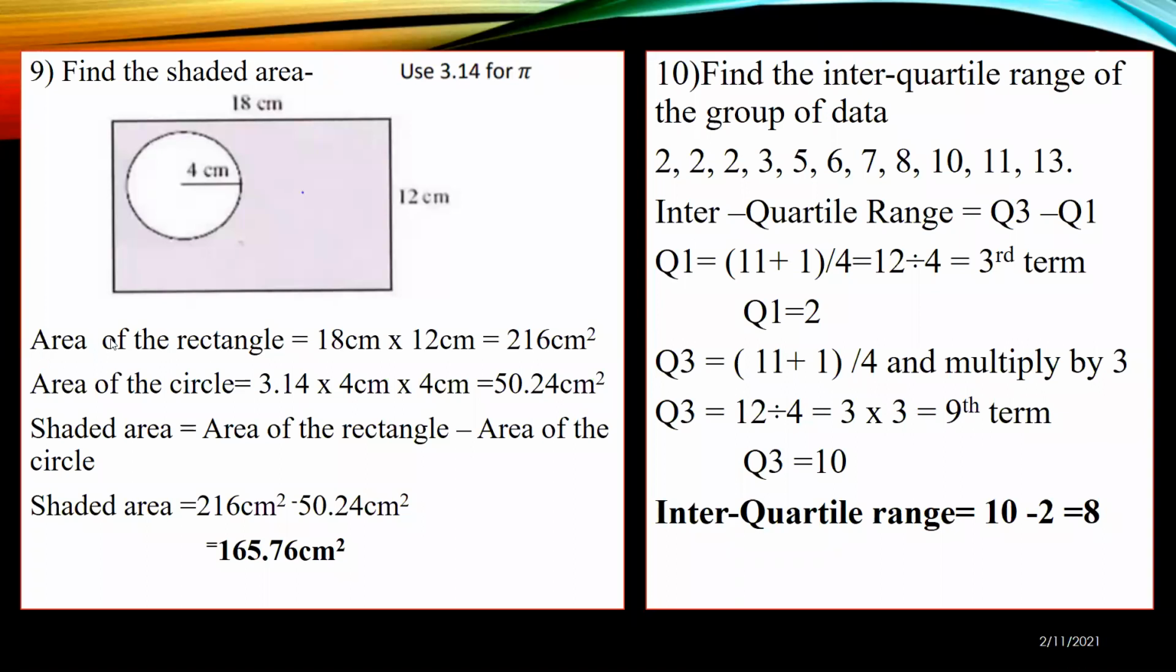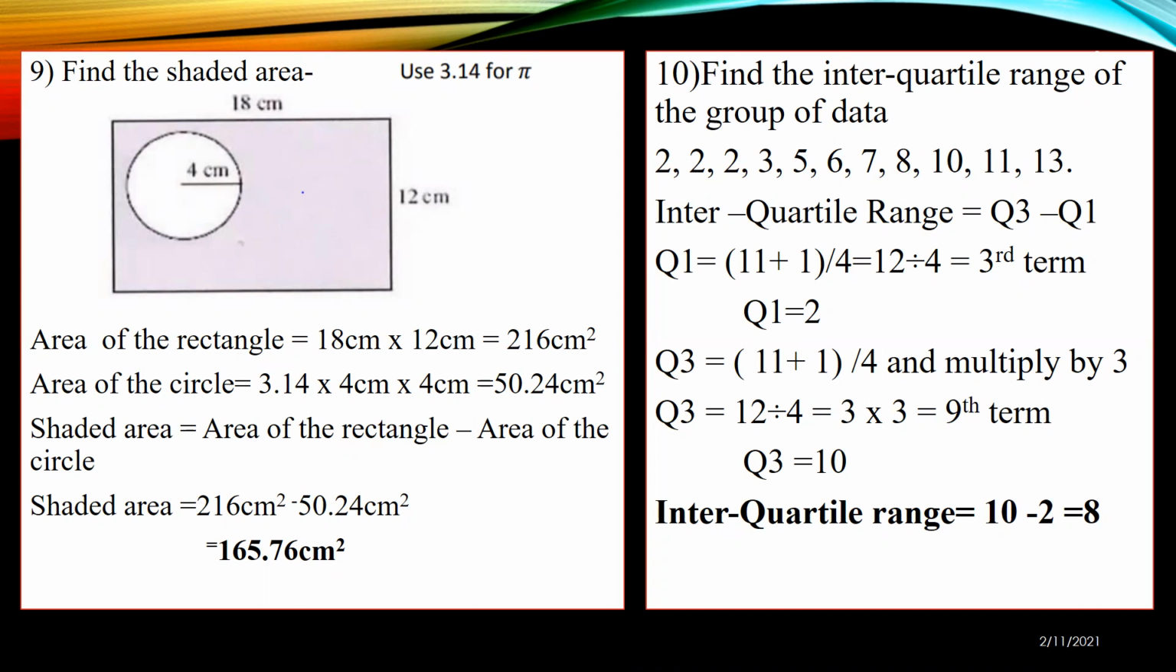So first, find the area of a rectangle. How do we find the area of a rectangle? Just multiply the length into width. Then 18 centimeters into 12 centimeters, you will get 216 square centimeters. Then you find the area of a circle. What's the formula we use? Pi r squared.